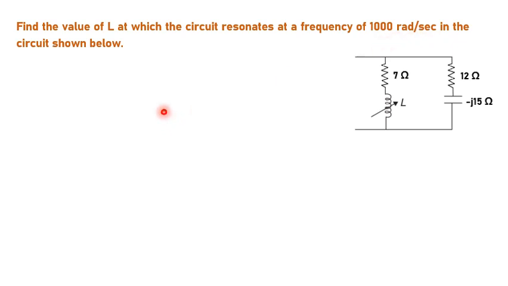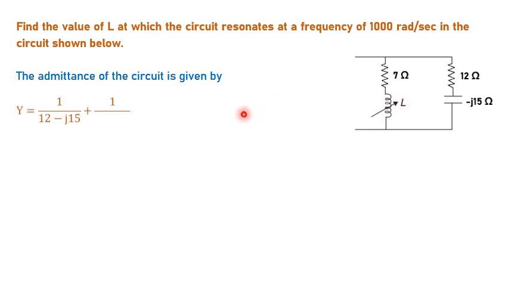Okay. In order to solve this problem, let us write the admittance equation of this circuit. So we know that the impedance of this circuit is 12 minus J15. So admittance will be 1 by 12 minus J15. Here this is given as inductance in Henry. So let us write the reactance. So the reactance of this inductance is XL. Therefore admittance is equal to 1 by 12 minus J15 plus 1 by 7 plus JXL.